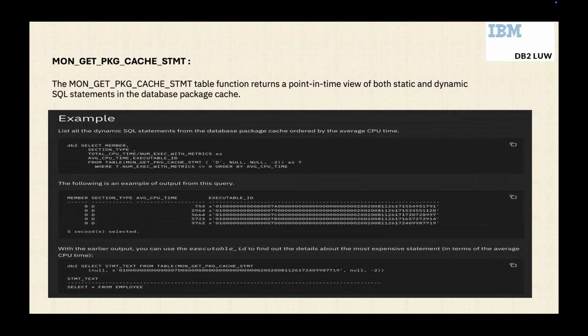In the MON_GET_PKG_CACHE_STMT table function, you can specifically retrieve dynamic or static. How? See here in this query, select member everything detail. You're seeing here D. This D is dynamic. If you replace the D with S, it is static. So again, you can get all the related details with dynamic or static SQLs and explore.